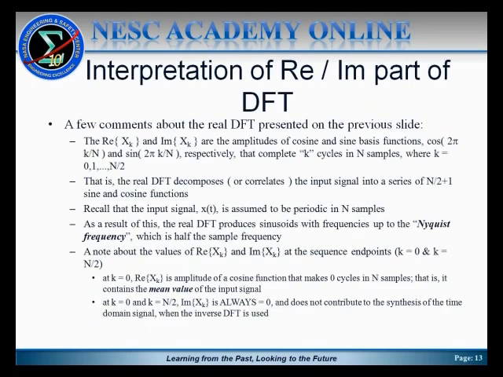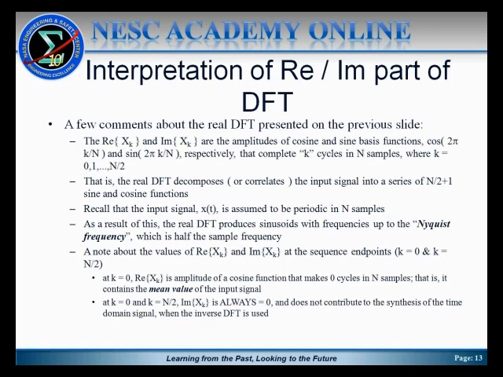Now what interpretation can you apply to the real and imaginary parts of the DFT? The real and imaginary parts, as shown in the notation RE of x sub k and IM of x sub k, are the amplitudes of the cosine and sine basis functions, that is cosine 2 pi k over n and sine 2 pi k over n. Those basis functions complete k cycles in n samples, where k, as shown earlier, runs from 0, 1, 2, all the way up to n over 2. So there are n over 2 plus 1 values of those sine and cosine basis functions.